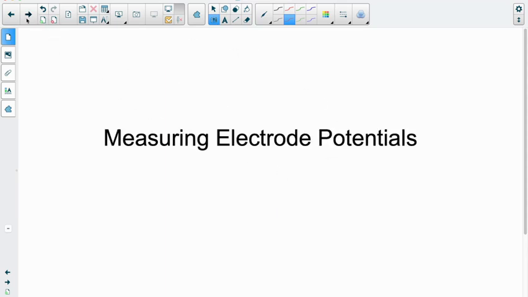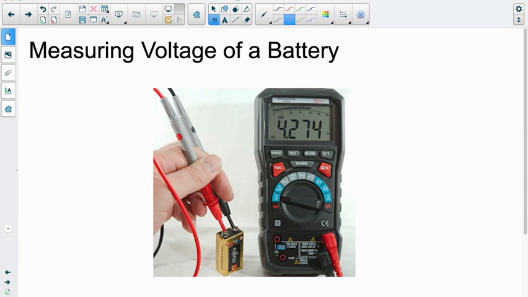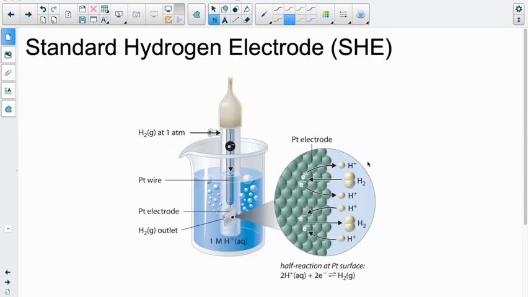How do we measure electrode potentials? Well, this is how we measure the voltage across a battery. You will take a multimeter, you will connect it to the positive and the negative terminals, and you get your voltage. Unfortunately, I can't use this machine to measure voltage across an electrode in solution. So we use what's called the standard hydrogen electrode.